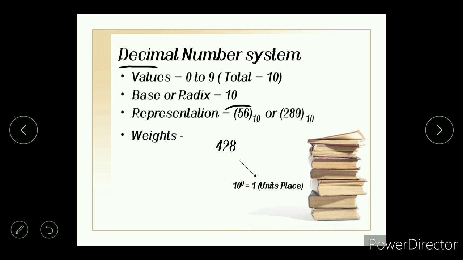Next is number 2. Weight of 2 will be 10 raised to 1, which is equal to 10, or it is also called as tens place. Correct. Similarly, next one will be 10 raised to 2, which is equal to 100, which is called as hundreds place. Similarly, if I add one more number, its weight will be 10 raised to 3 or 10 cube, which is equal to 1000 or thousands place. Next number will be 10 raised to 4, which is equal to 10,000 or ten thousands place, and so on.